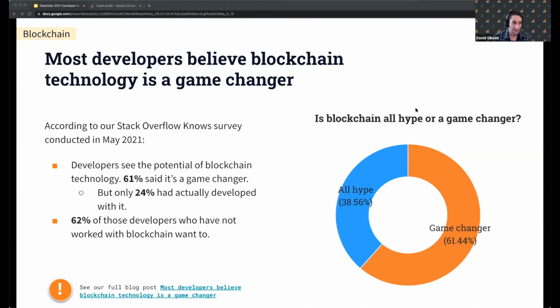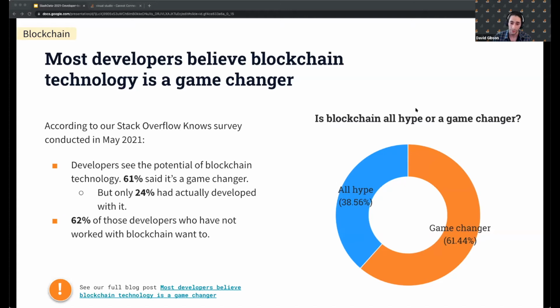The third and final topic that we've been monitoring is blockchain. So we run smaller, more targeted surveys every month or so that are called our Stack Overflow Node surveys. And we conducted one in May that focused on blockchain. We saw that out of the developers we surveyed, 61% said it was a game changer, but of the 61, only 24% have actually developed with it.